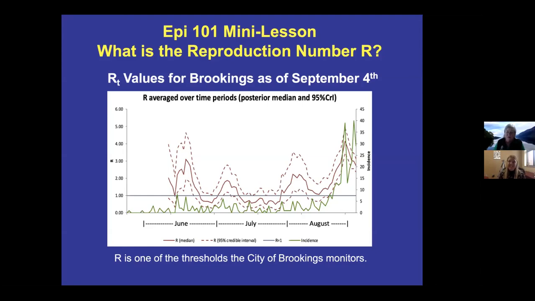Well, I thought it would be a good time to actually talk about what the reproduction number R is and try to explain that to people. It is one of the thresholds that the city of Brookings looks at when trying to evaluate whether they want to go through different stages, up it or lower it. And I thought we would start by just showing this graph, and I'll get to talking about what's on that graph in a few minutes.